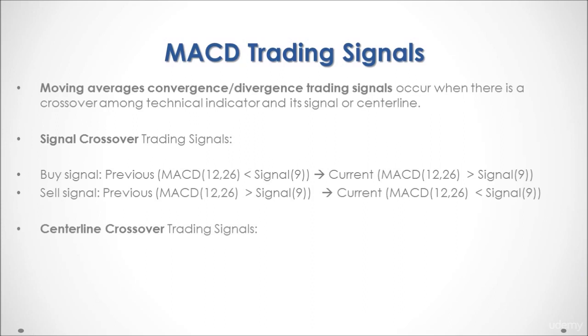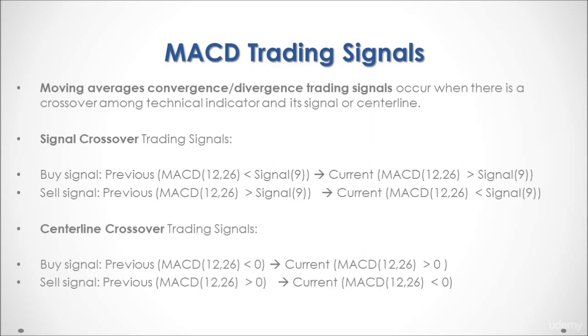And we also have the center line crossover type of trading signals, in which we have a buy signal if the previous MACD was less than 0 and the current MACD is greater than 0. On the other hand, we have a sell signal if the previous MACD was greater than 0 and the current MACD is less than 0.